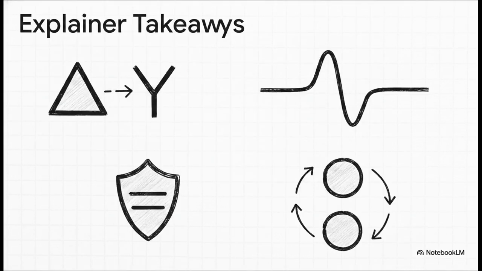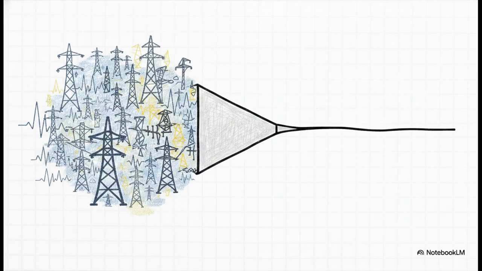So, let's quickly review the major takeaways from this explainer. You now understand how the delta to Y conversion unlocks that all-important neutral point. You know that per-phase analysis lets you solve just one phase and get the other two for free. You can see why real-world physical neutral grounding dictates how we manage system protection. And you know that when unbalanced faults inevitably happen, we can model them using 3 decoupled symmetrical component sequence networks.